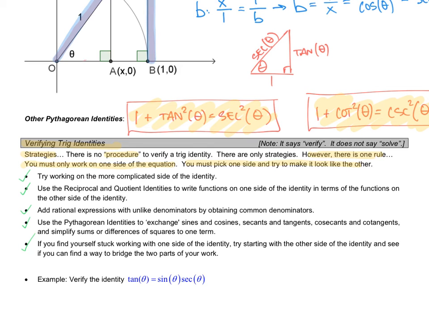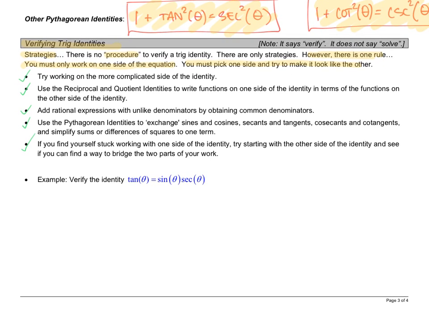So what the heck does it mean to verify an identity? Let's look at an example here. This is a pretty straightforward one. We've got tangent of theta equals sine of theta times secant of theta. To me, it looks like the right side is the more complicated side, so that's what I'm going to start with. I'm just going to rewrite that: sine theta times secant theta.